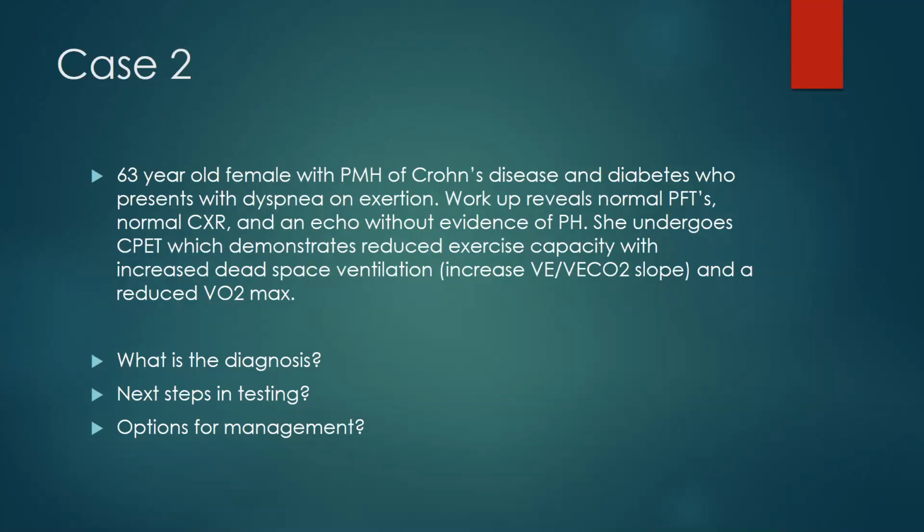So now you have a 63-year-old gal, Crohn's disease and diabetes, comes in with the same symptom, dyspnea on exertion. She has normal PFTs, normal X-ray. Echo doesn't show you any hemodynamic derangements, but she has a CPET that does show decreased exercise capacity and increased dead space ventilation. So her diagnosis is CTEPH, perfect. So what would you do with this patient?